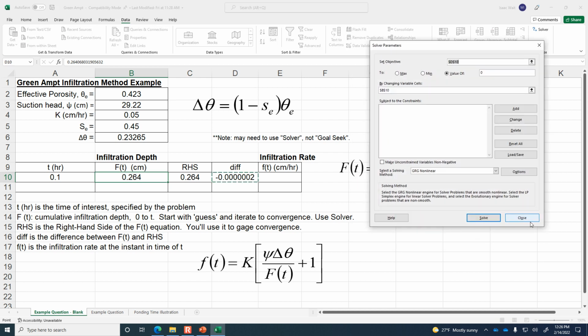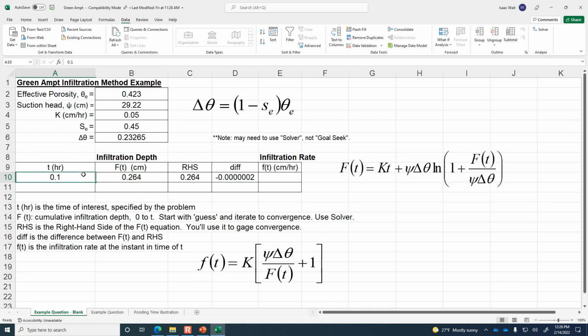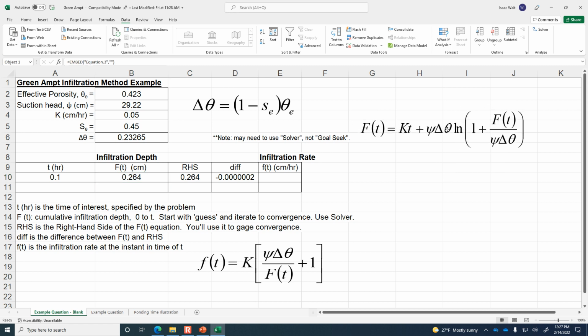All right. Okay, so what that tells us is that after 6 minutes with this kind of soil, assuming that there's at least 0.264 centimeters of water that has fallen from the sky in those 6 minutes, then that's how much will infiltrate. So this is the maximum rate of infiltration for this kind of soil during the first 6 minutes of a storm. That's the depth.